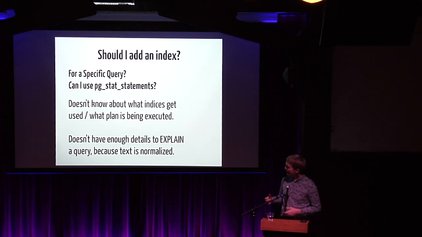All right, then this is where it gets tricky. So should I add an index for a specific query? And assume that I'm trying to understand particular parts of my workload, so I don't necessarily have the actual query text, but I do want to start optimizing specific queries. You would think that pg_stat_statements can help you there, but unfortunately it's not that useful for that because it's a very high-level view. pg_stat_statements doesn't actually know which indexes get executed, it doesn't tell you that, or what plan is being executed. It doesn't have many details on what the parameters are, and so you can't run an EXPLAIN on it. So you're kind of lost in the dark here a bit.